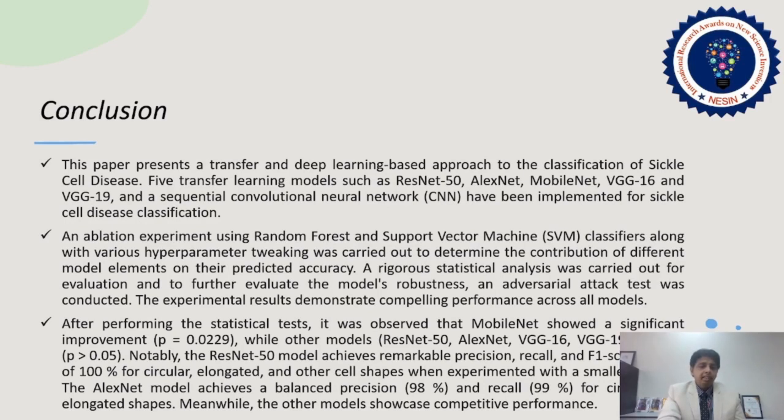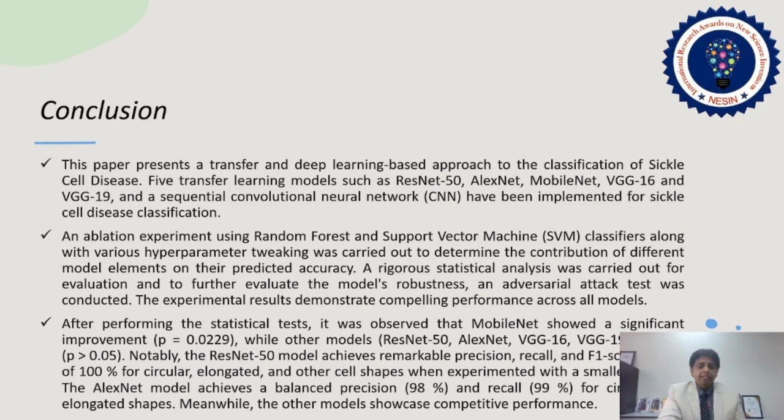So after performing the statistical test, it was observed that MobileNet showed a significant improvement, while other models, for example, ResNet 50, AlexNet, VGG16, and VGG19 did not. So P is shown here in this slide.